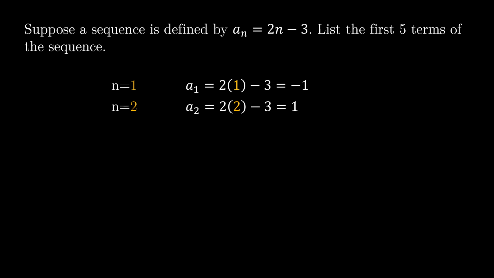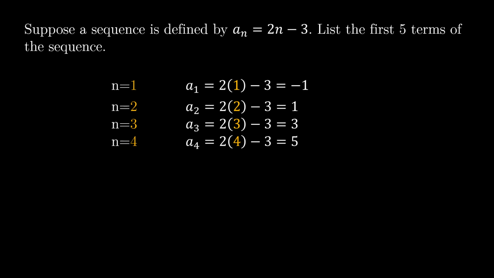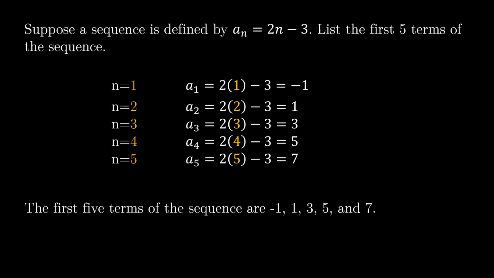Then for n equals 2, we are looking for our a sub 2, or the second term. That is 2 times 2 minus 3, which gives us 1. So the next term is 1. For a sub 3, it is 2 times 3 minus 3, which gives us 3. Our third term is 3, and so on. Our fourth term is 2 times 4 minus 3, that gives us 5. And our fifth term is 2 times 5 minus 3 equals 7. Therefore, the first 5 terms of the sequence defined by a sub n equals 2n minus 3 are negative 1, 1, 3, 5, and 7.